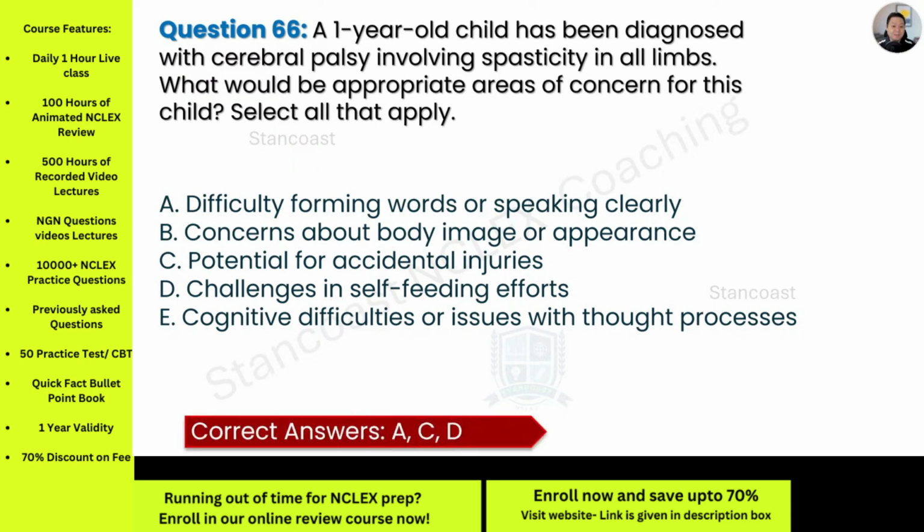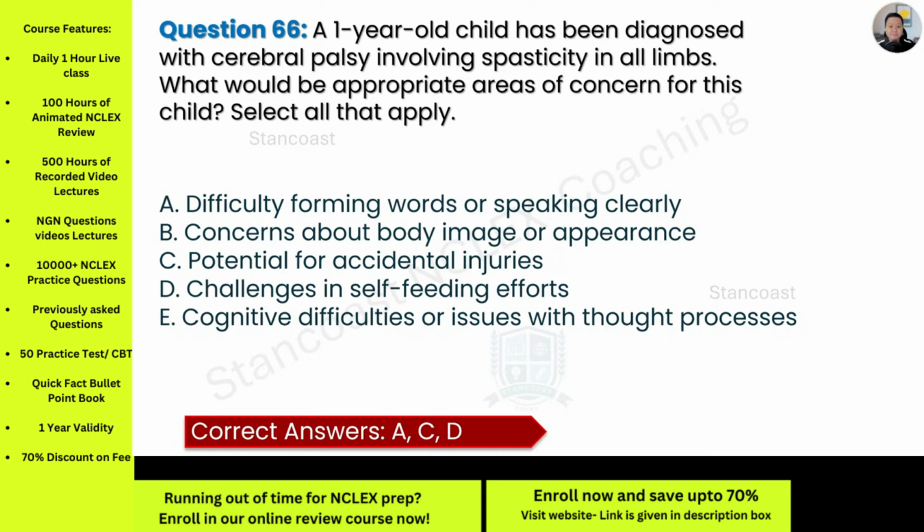Letter A, it's because spasticity is common in cerebral palsy and can interfere with muscle control needed for speech development. And since a 1-year-old is at the stage of beginning to develop their language skills, these challenges may also manifest as difficulty forming their words.